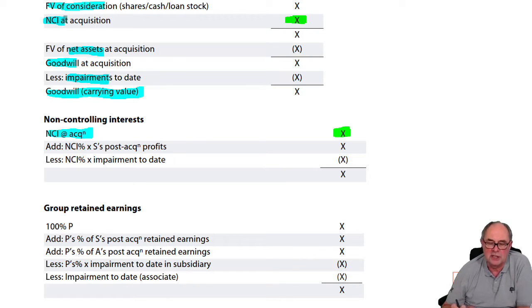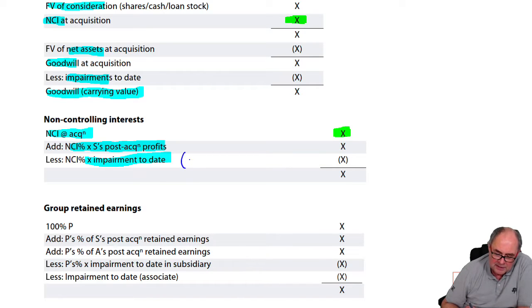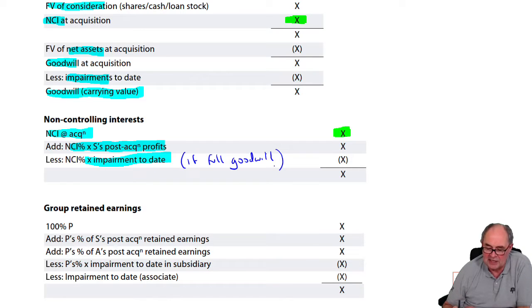So this is what it was at the beginning. Add on the share of profits, and knock off, in some circumstances, the share of impairment. That's on the assumption that you're using full Goodwill, or fair value Goodwill. We'll remind ourselves about that a bit later. The other key working for subsidiaries is retained earnings. You could be doing this for retained earnings, which is accumulated profits, or you could be doing it for other reserves, which are sometimes known as other components of equity.